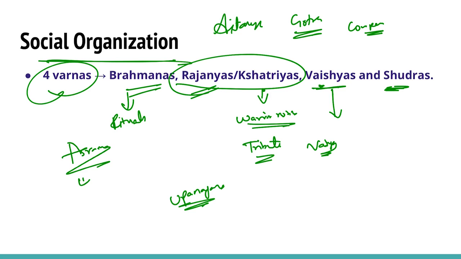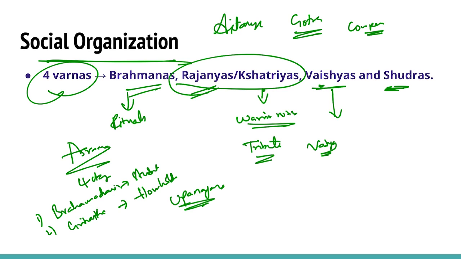Ashramas, or four stages of life, were not well established in Vedic times. In the post-Vedic text, we hear of four ashramas. The first one is Brahmacharya, which means student. The second one is Grihastha, which means householder. The third one is Vanaprastha, or partial retirement. And the fourth one is Sanyasa. This is complete retirement from the world.